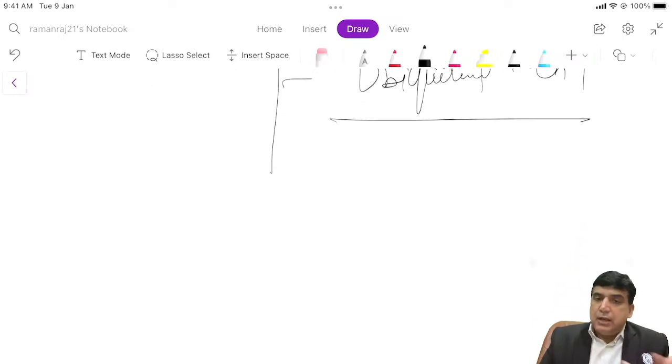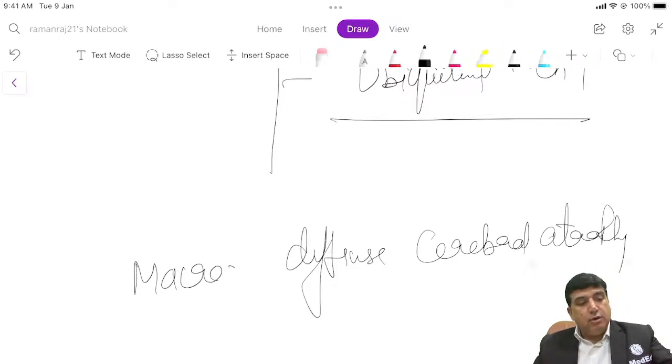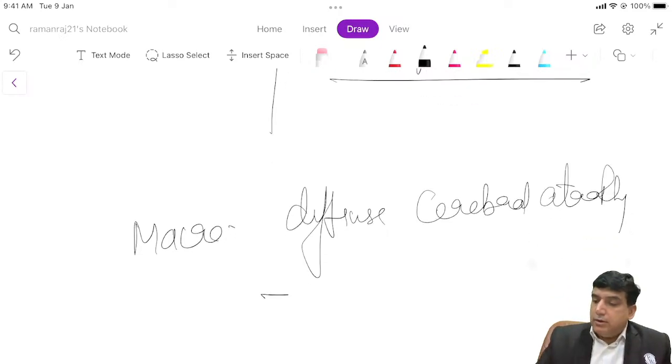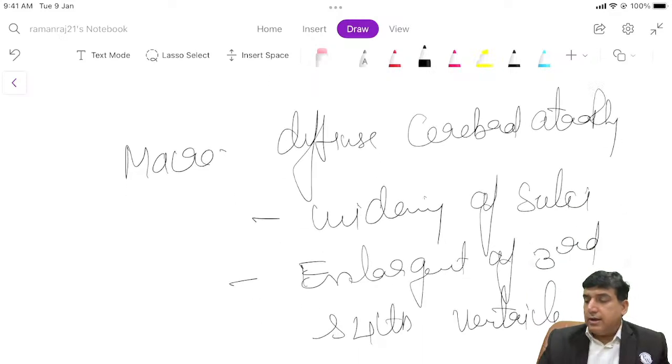Okay, the macropathology, what happens? We have diffuse cerebral atrophy, widening of sulci, and enlargement of the third and fourth ventricle.